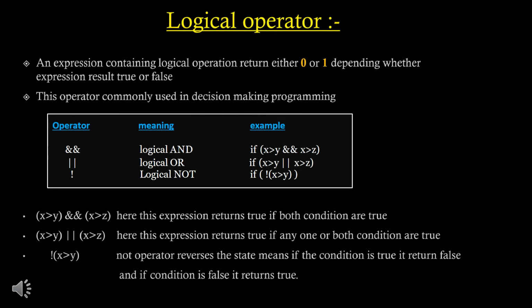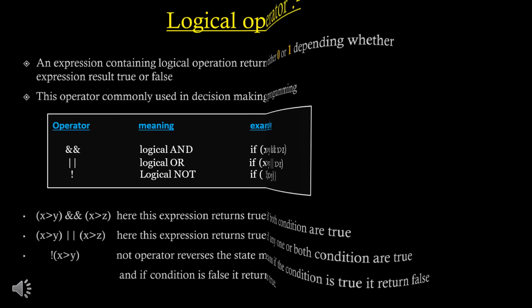Logical operators are used to combine or modify conditions. These include AND, &&, which returns true if both conditions are true, OR, ||, which returns true if at least one condition is true, and NOT, !, which negates the condition. For example, if (a > 0 && b > 0), print both a and b are positive.